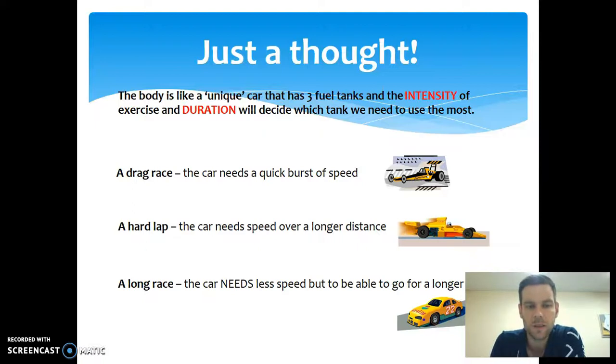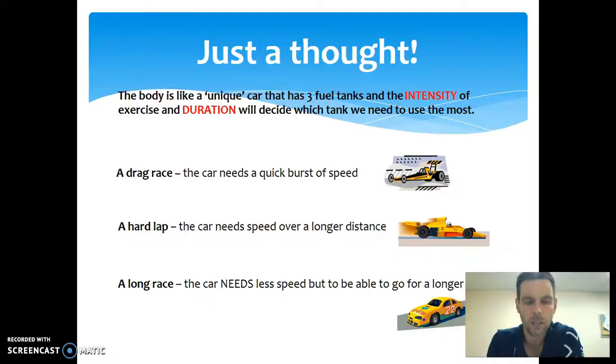So the first system, imagine that we're entering a drag race. The car needs a quick burst of speed. It only lasts 3 or 4 seconds for the race, but we need to go as fast as we can. The second analogy is a hard lap. Imagine a Formula One qualifying race. You need to go as fast as you can for that one lap. So we need a high intensity of speed over a longer distance than the drag race, but sort of a medium distance. So one lap of a Formula One track.